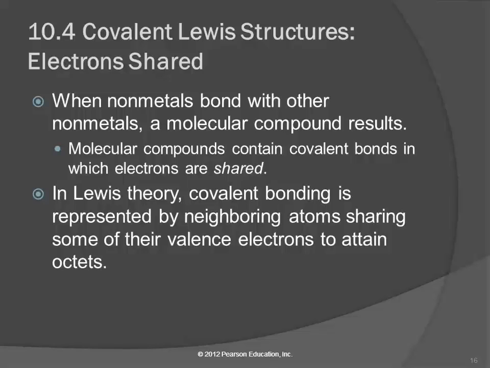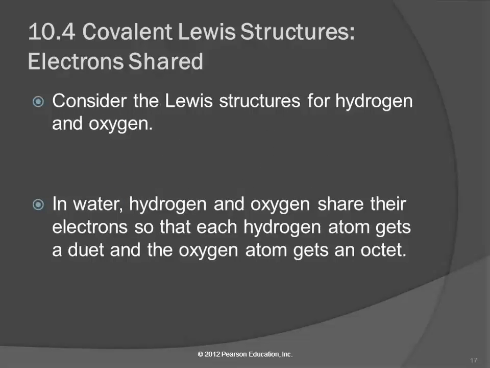So molecular compounds have shared electrons. And we represent this by neighboring atoms sharing some of their valence electrons. And those valence electrons that are shared count for both atoms. So let's look at hydrogen and oxygen.